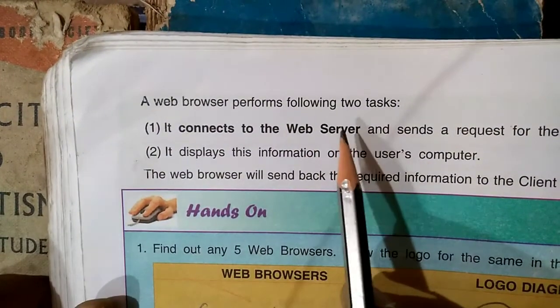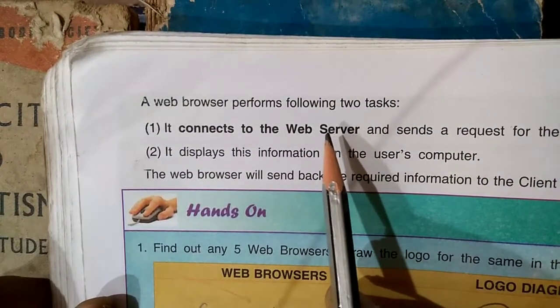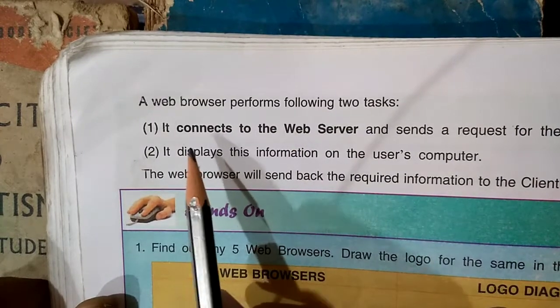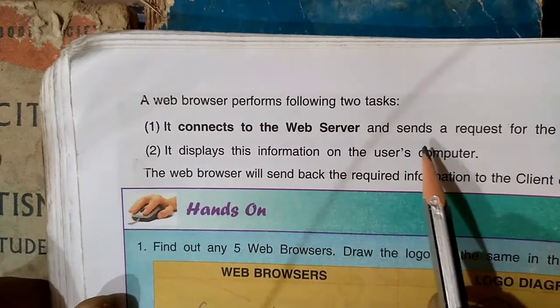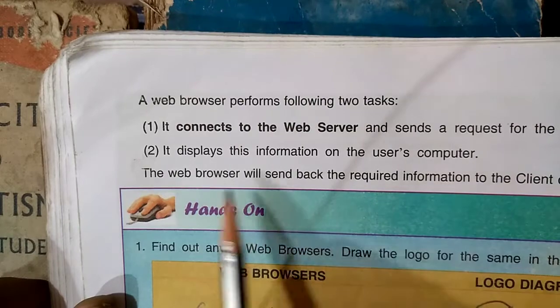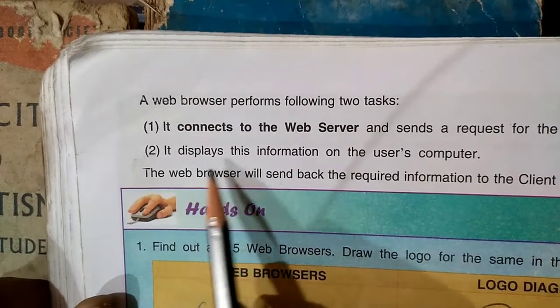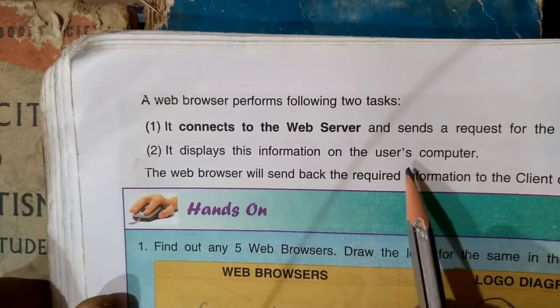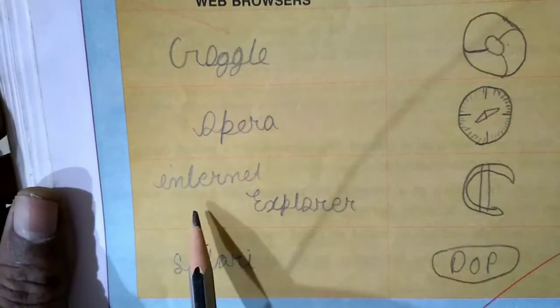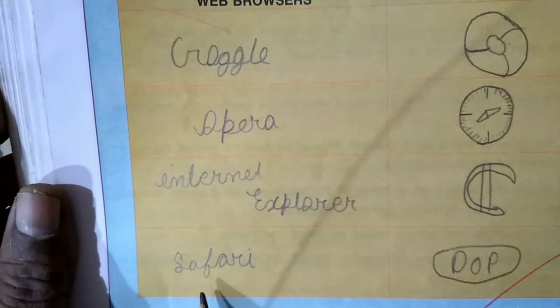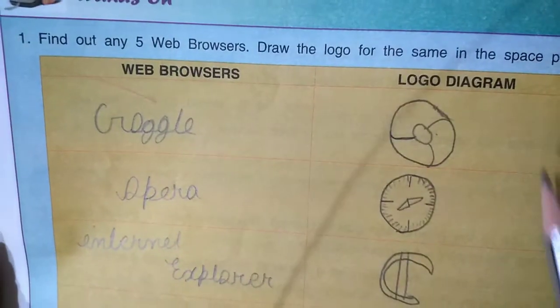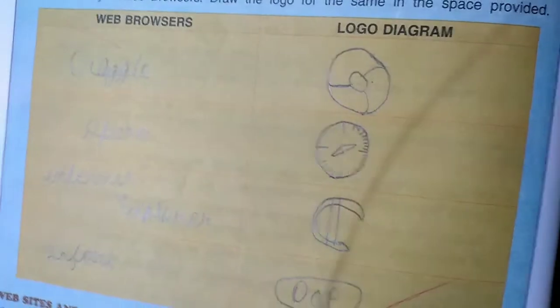A web browser performs the following two tasks. There are two tasks done by a web browser. It connects to the web server and sends a request for the information. It displays this information on the user's computer. Google Chrome, Opera, Internet Explorer, Safari, you know about all these things.